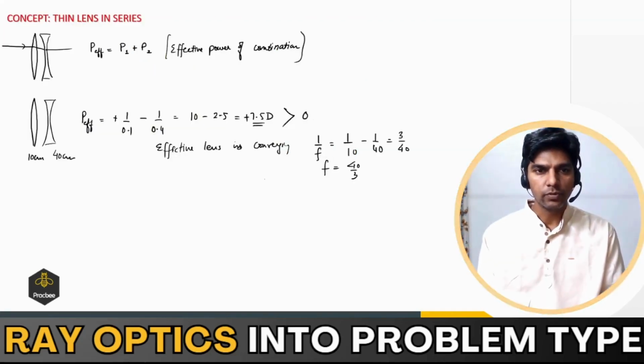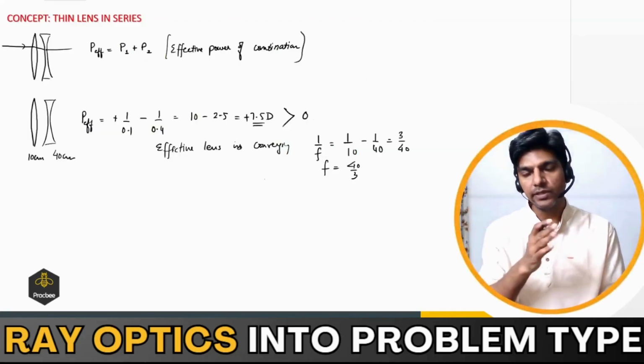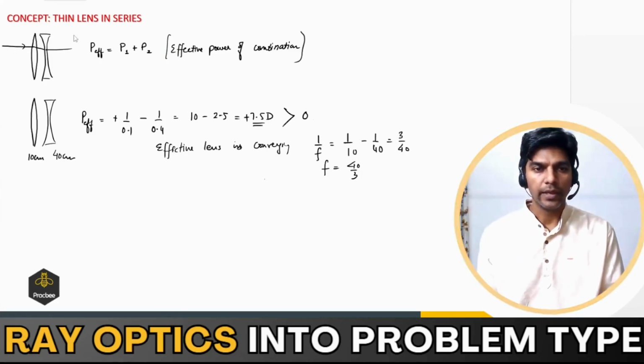Now let us see the next problem type, and it is based on the combination of thin lenses which are touching each other, and we have to find the effective power.